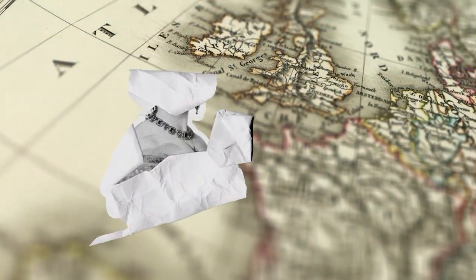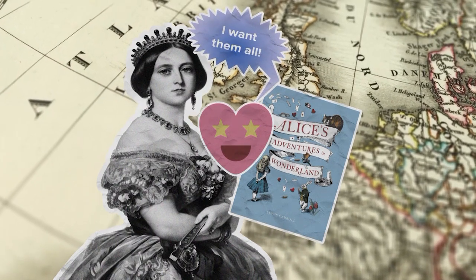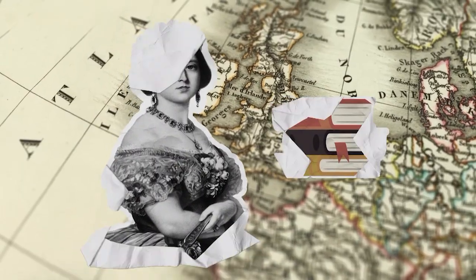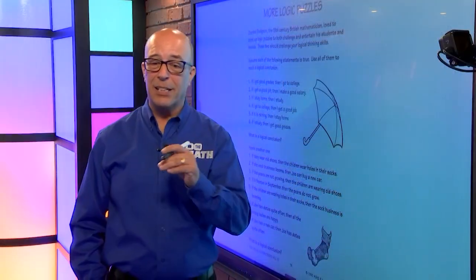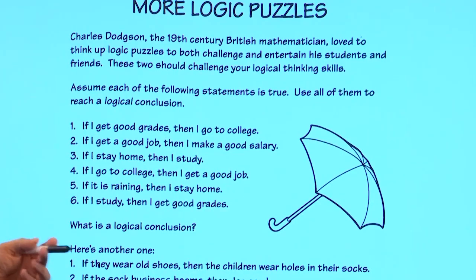Queen Victoria loved the Alice in Wonderland books. She demanded that she have everything that he had written. She didn't realize that they were mostly math books. He also loved doing logic problems. We're going to take a look at a logic problem right now. Assume each of the following statements is true. Use all of them to reach a logical conclusion.